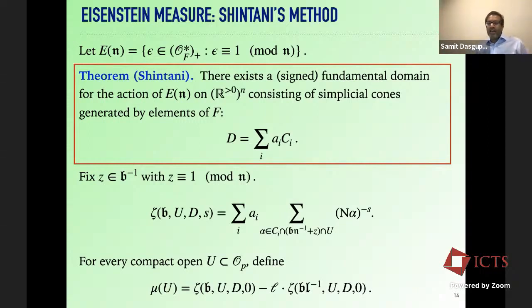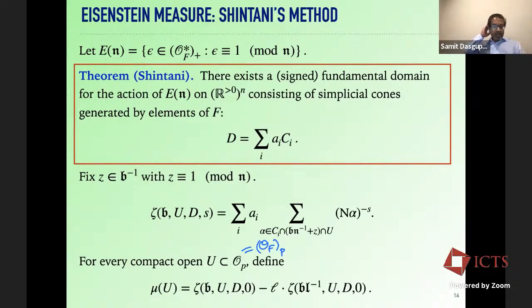Now you can refine that by taking congruence conditions. You can take a compact open set U of O_P, where O_P is the completion of O_F at P. Then you can restrict your sum to only those alpha satisfying some congruence conditions at P. Then this is what's called a Shintani zeta function. Shintani studied these zeta functions and proved their analytic continuation and studied their special values at 0.